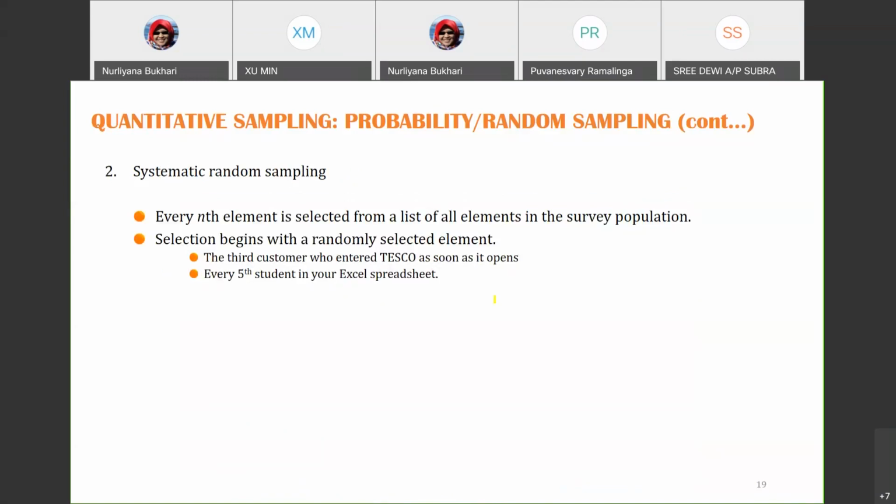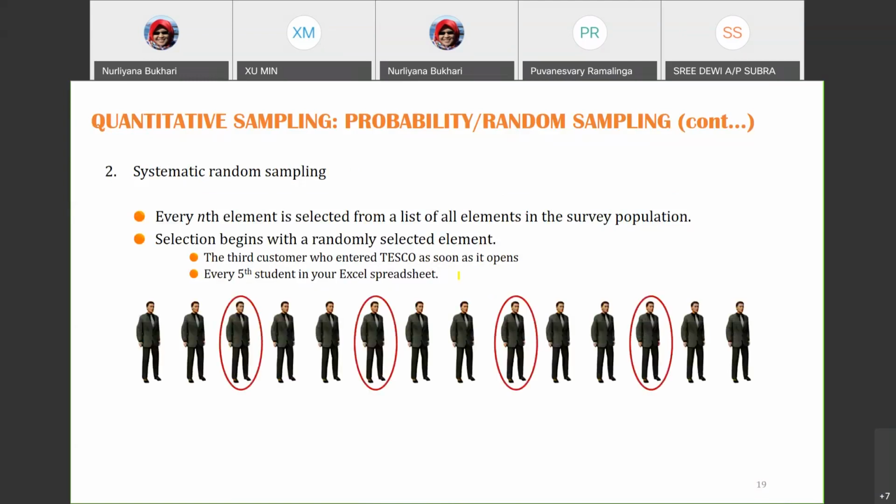Systematic. Systematic is random, but it's just systematic. There you go. You have customers, for example, and you want every 3rd customer, or every 5th student in your Excel spreadsheet. So Tesco opens at 8, and I will stay where people take the temperature and select every third customer who scans the MySejahtera.